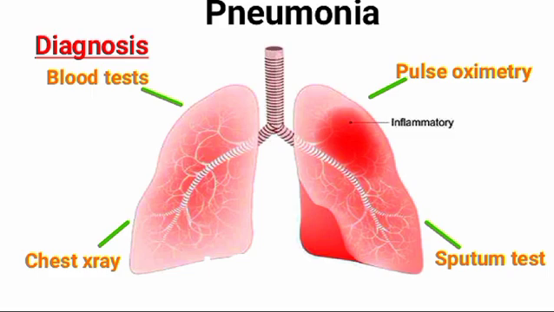Now, oximetry. Pulse oximetry measures the oxygen level in your blood, and pneumonia can prevent your lungs from moving enough oxygen into your bloodstream. And the sputum test: a sample of fluid from your lungs, for example sputum, is taken after a deep cough and analyzed to help pinpoint the cause of the infection.